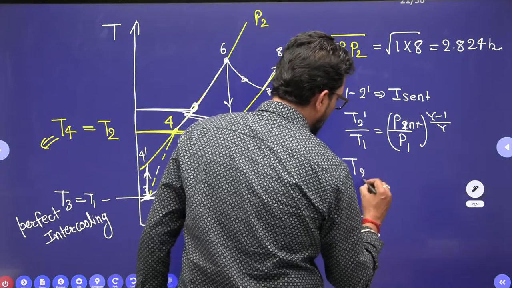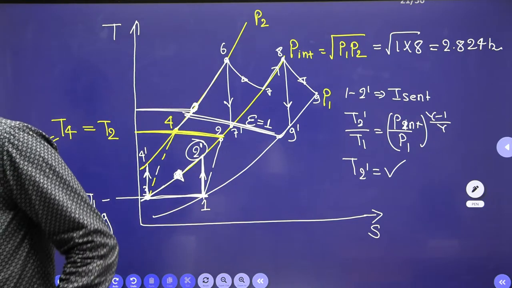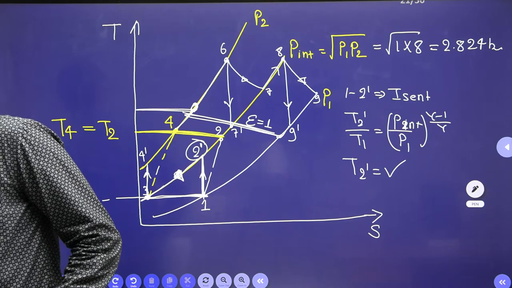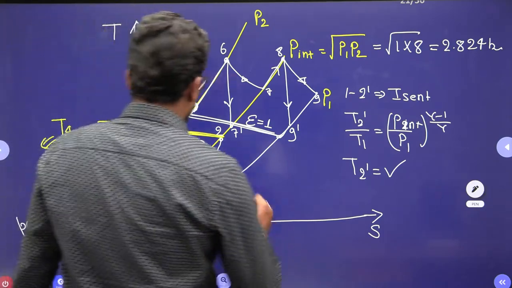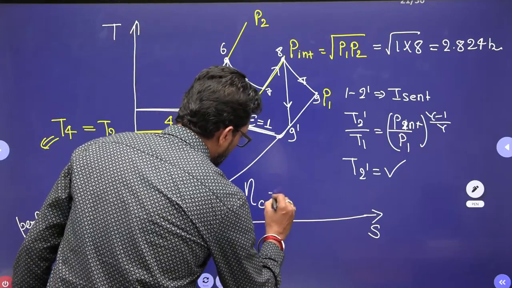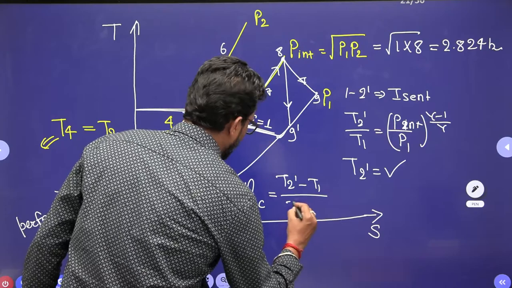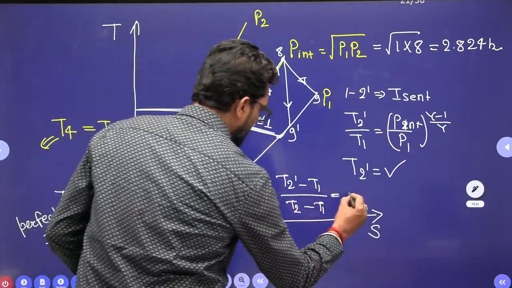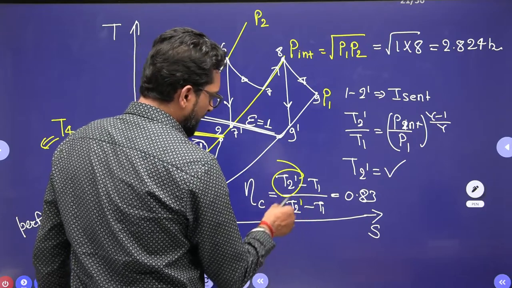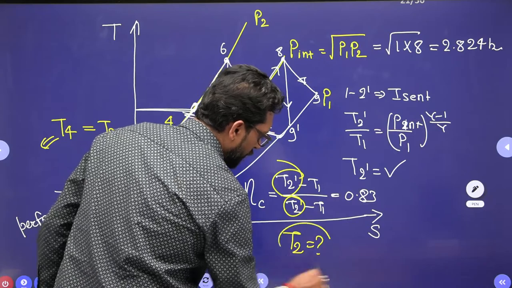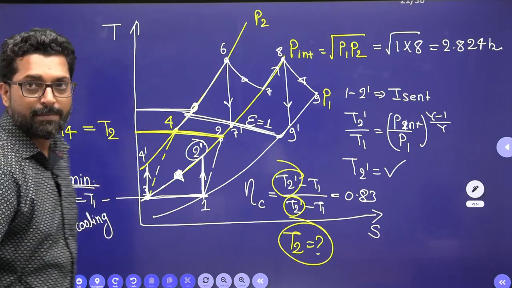Once you find the T2 temperature, apply the isentropic efficiency of the compressor. That is T2 dash minus T1 divided by T2 minus T1. Now this you have, it is 0.83, I think. So you have T2 dash, and from T2 dash you can easily find T2. Why? Because T1 you have. T1 is the minimum temperature, which is given.